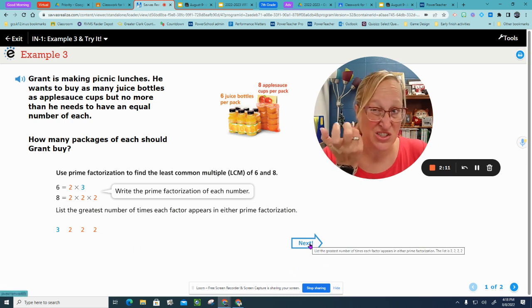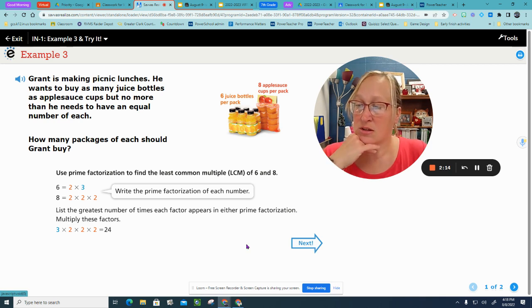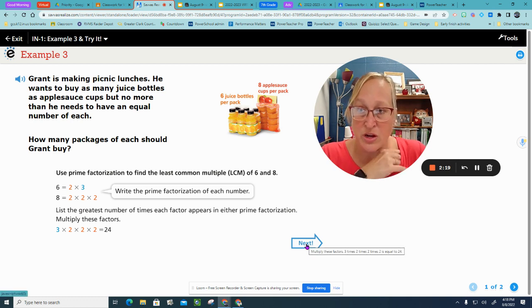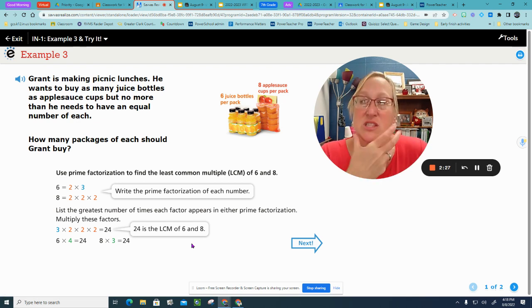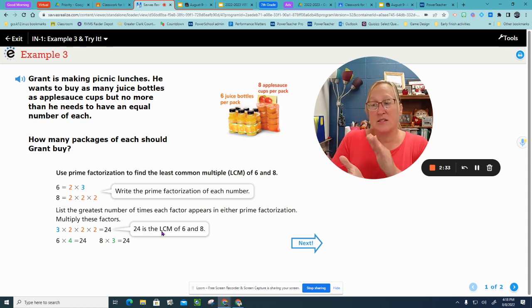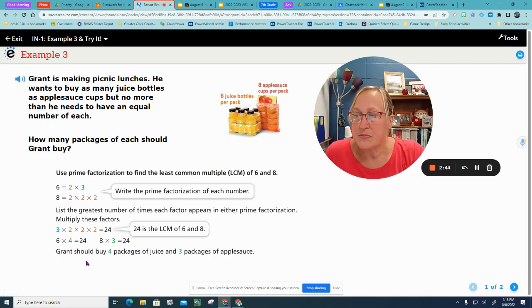We'll use this in fractions, which I hate to tell you, but that's what we're going to use it for. So we're going to list them together each time that they appear, and we're going to multiply these factors. Their words are great, but my words tend to be better. Well, that didn't sound right either, but it makes it a little more friendly in my expectation. So 24 is the littlest, the least common multiple. So if I were counting by 6s and counting by 8s, the first number that they have in common is 24. So Grant should buy 4 packages of juice and 3 packages of applesauce. We'll go to number 2.